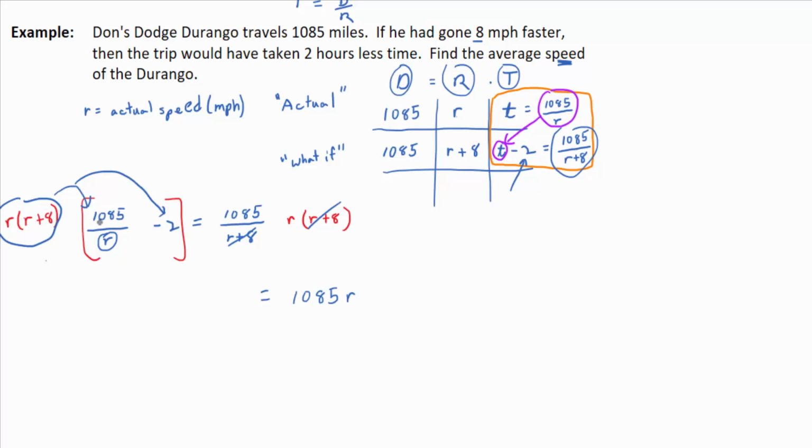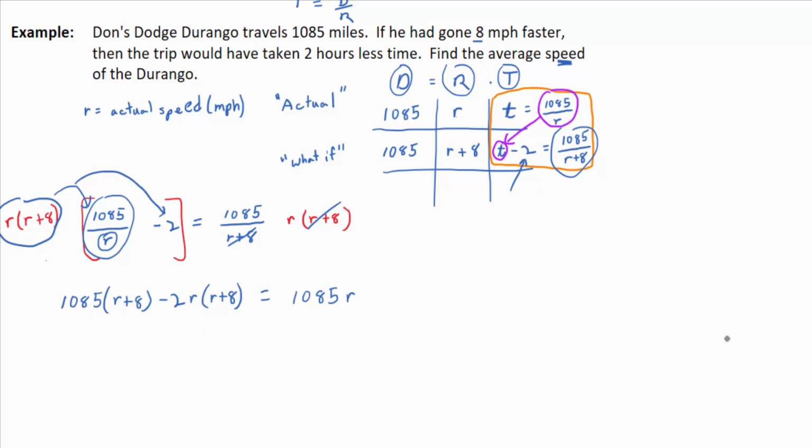So r plus 8 times that numerator, right? So I'm going to turn it around and say 1085 times the quantity r plus 8 when you distribute right here. I'm not done distributing, but does that make sense? Now, when you distribute to the minus 2, nothing goes away. So you have the full thing. I'm going to put the minus 2 in front, r times r plus 8.